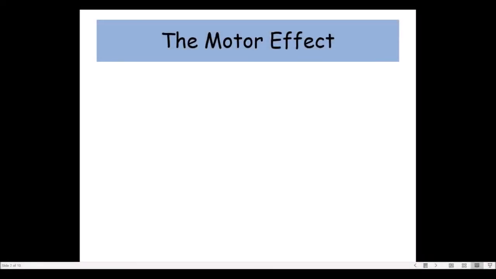Welcome to this series of videos where we're going to look at the higher tier only section of the Combined Science Physics GCSE course in the magnetism topic. This focuses on something called the motor effect, and this is going to be a series of 4 short videos where we look into this in a bit more detail.